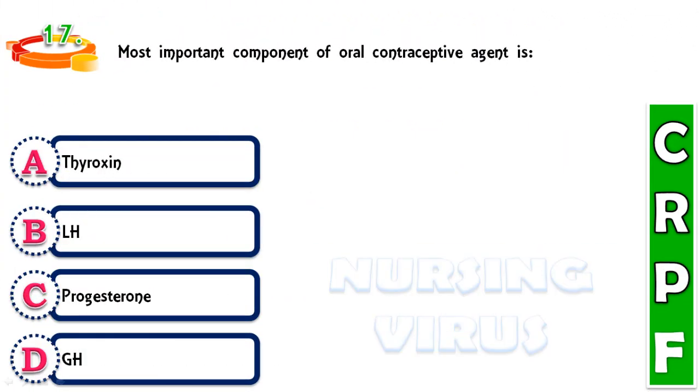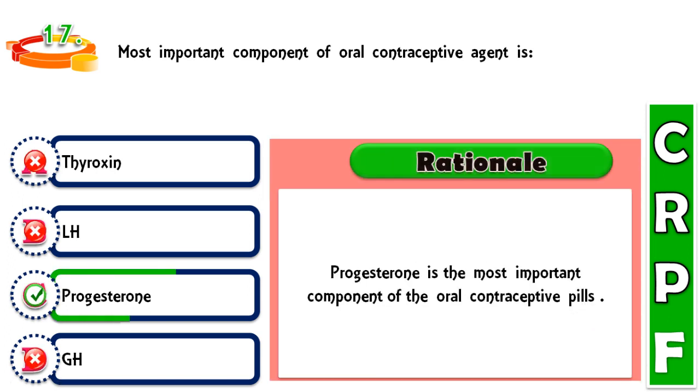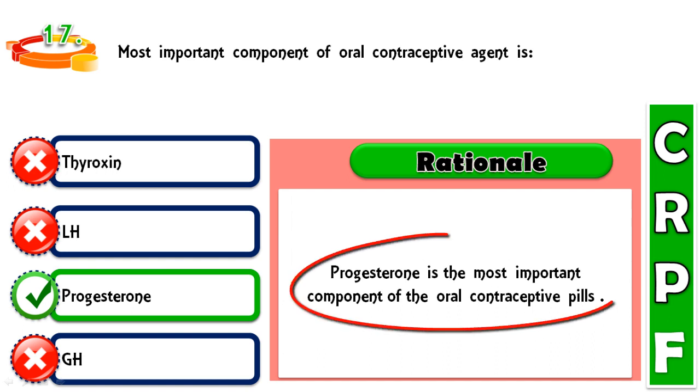And the 17th one, the most important component of an oral contraceptive agent is thyroxine, luteinizing hormone, progesterone, or GH. So the correct answer is progesterone. Progesterone is one of the most important components of the oral contraceptive pill.